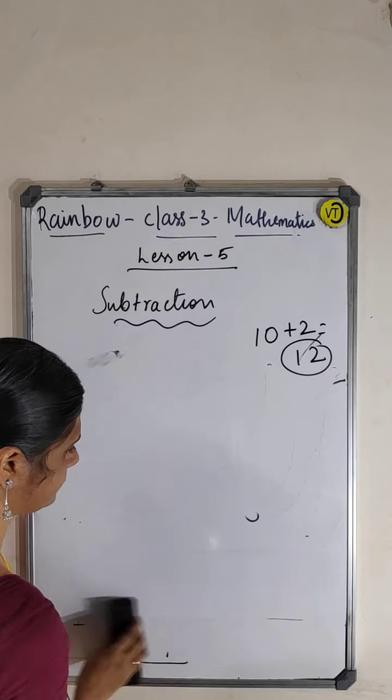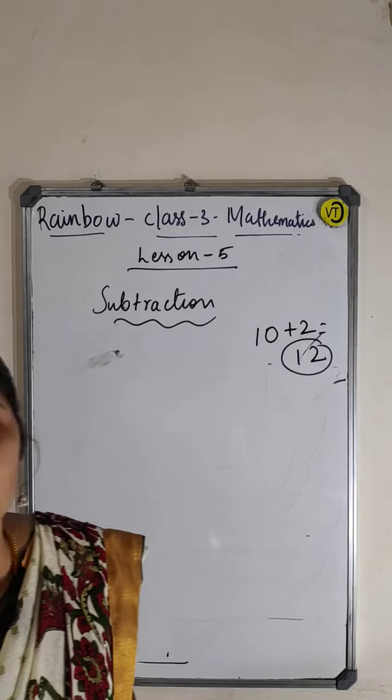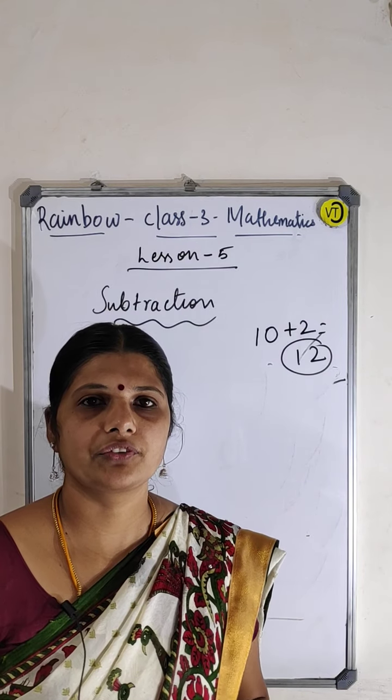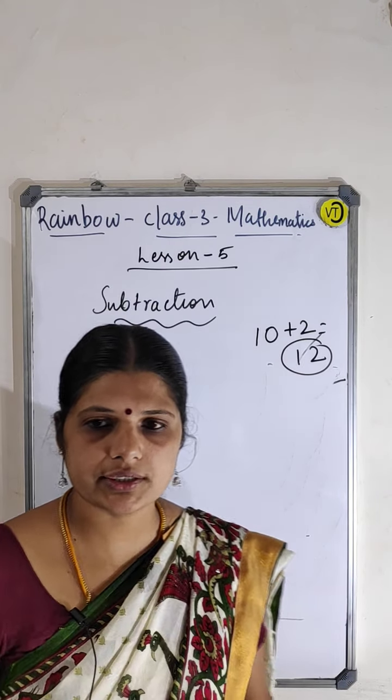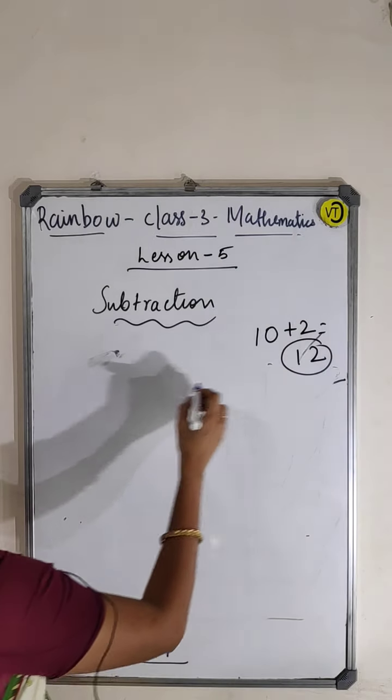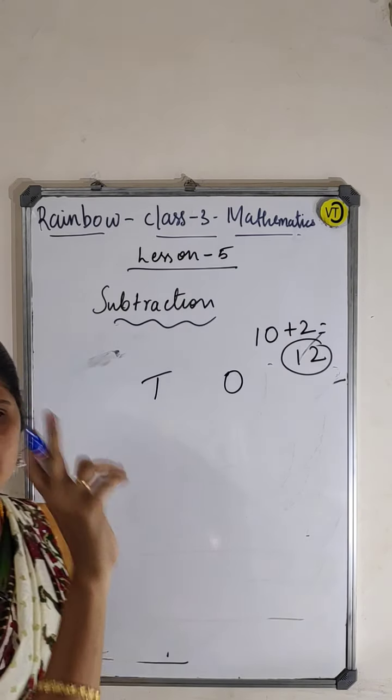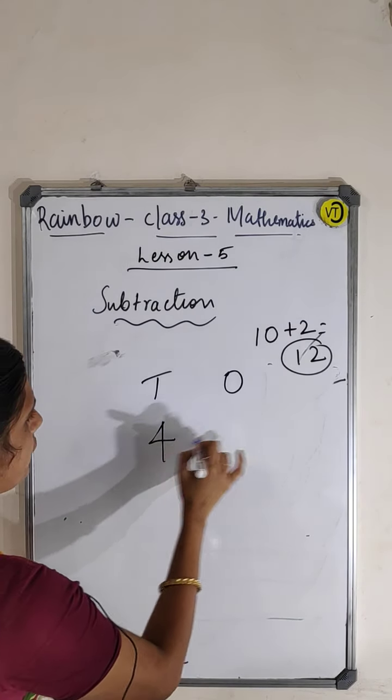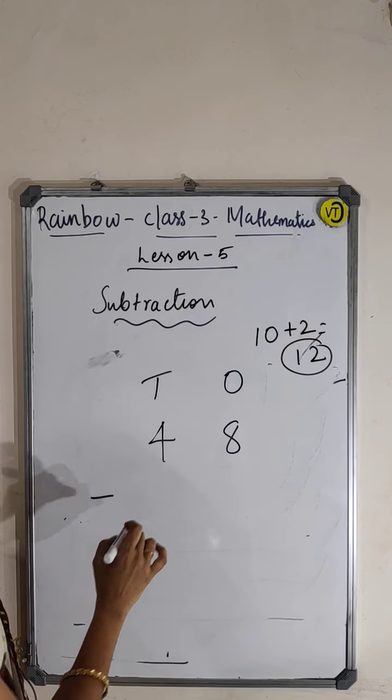One more sum. With regrouping only. Regrouping or borrowing, it is the very same. Listen. Ones, tens, I am taking only 2-digit numbers first of all. Okay, 48 minus 39.